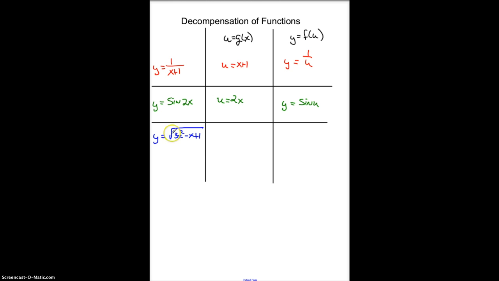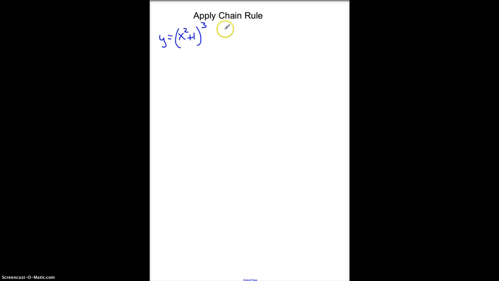Now let's look at this one right here. The overall driving function here is y equals what? The square root of u. And if the overall function is y is the square root of u, then u, of course, is 3x squared minus x plus 1. Now you're going to do some of these decompositions where you don't actually have to do the derivative. But let's apply the chain rule.